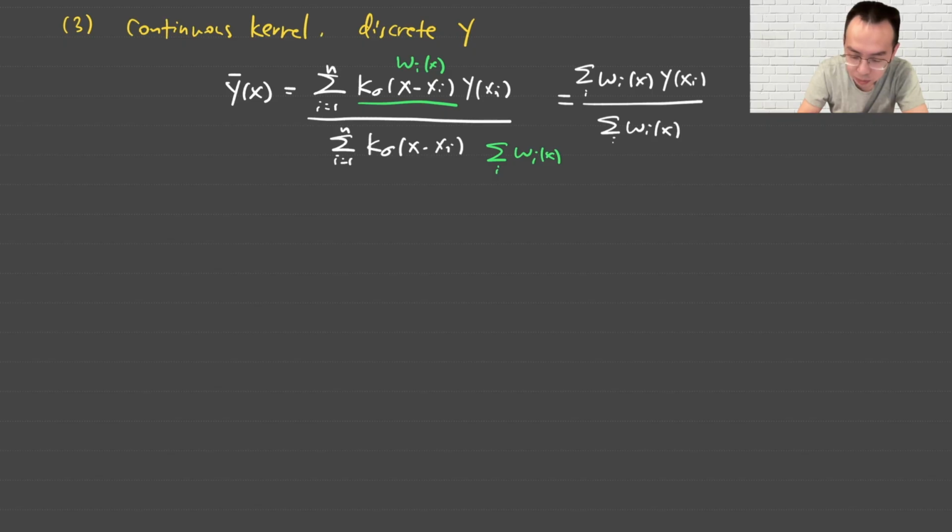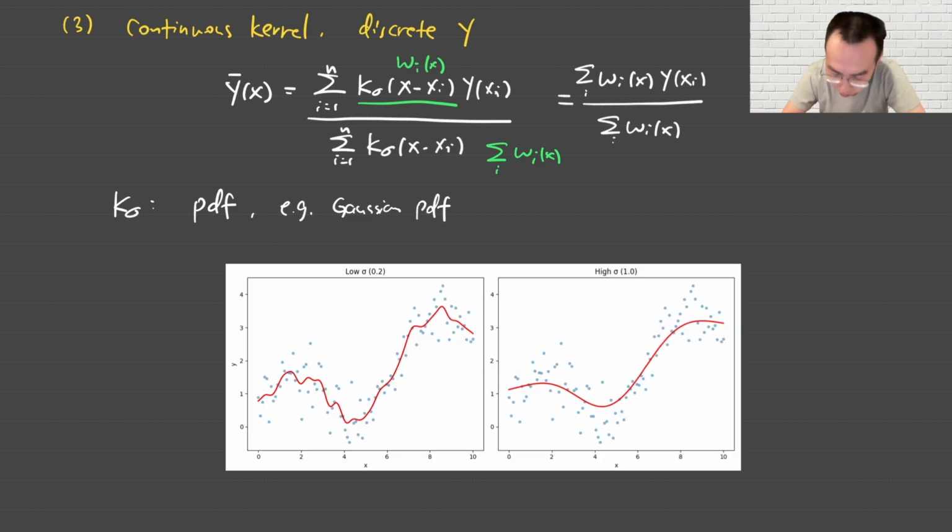For this K sigma, we want it to be a probability density function. So K sigma is just a PDF, and we can still use the Gaussian PDF. That's a very common choice. So it's still going to be the Gaussian PDF.